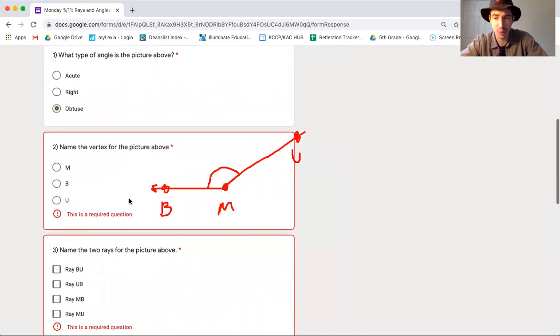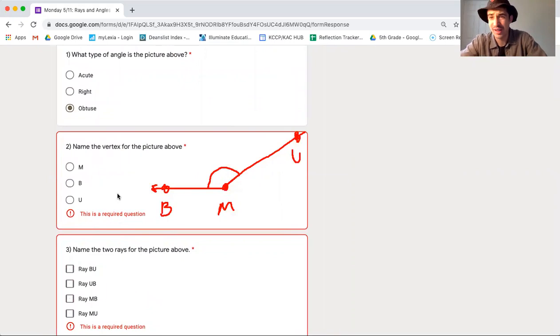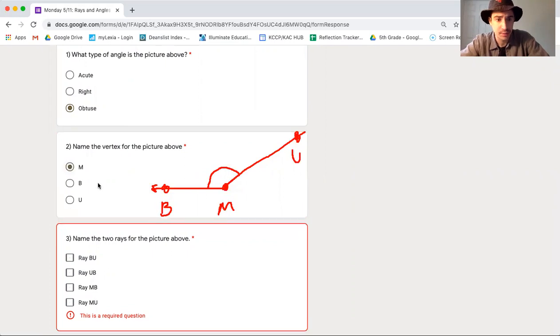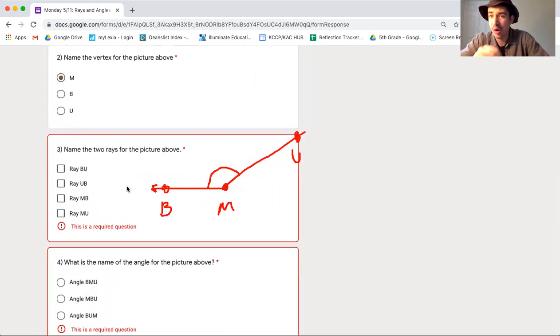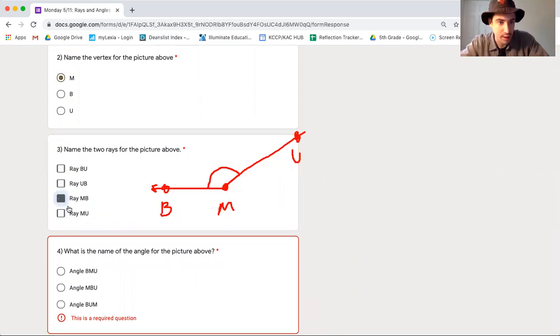Now I'm going to look for the vertex or the shared endpoint. That's always in the middle of our angle. That would be point M. The two rays, we always start naming our rays with the endpoint going out to the arrow that goes on forever. So I'm going to first name ray MB and ray MU. Oh, I forgot my arrow here on the U.